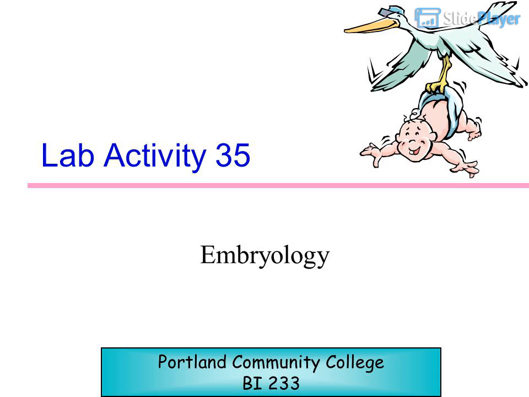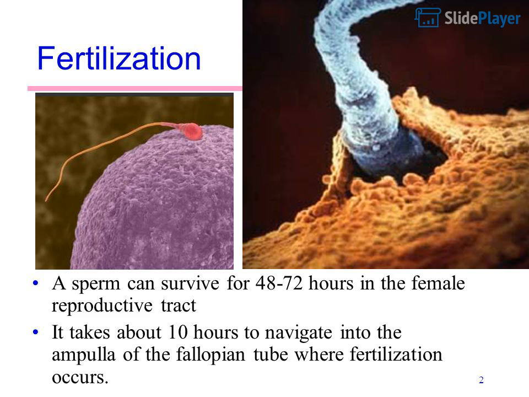Lab Activity 35. Embryology, Portland Community College. Byte 233. Fertilization. A sperm can survive for 48 to 72 hours in the female reproductive tract. It takes about 10 hours to navigate into the ampulla of the fallopian tube where fertilization occurs.